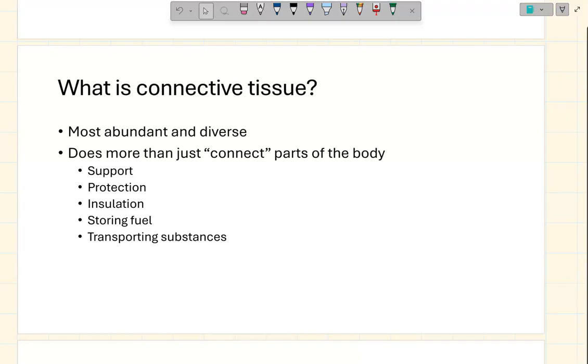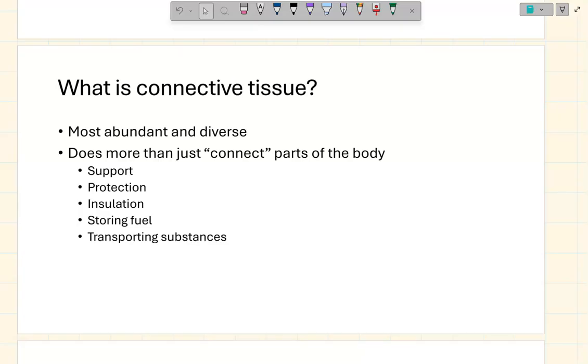It's the most abundant type of tissue in our body, and it's the most diverse, which for better or for worse, after you see the slides today, you might wish it wasn't so diverse because of how many things we have to know for A&P1. So it's not as straightforward as epithelial tissue, where we could really clearly name it with the amount of layers that it had and the shape that it had.